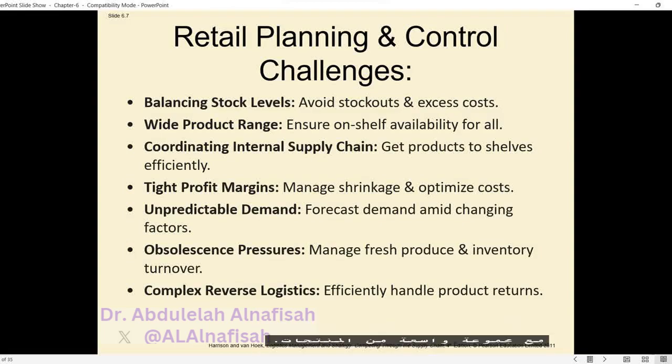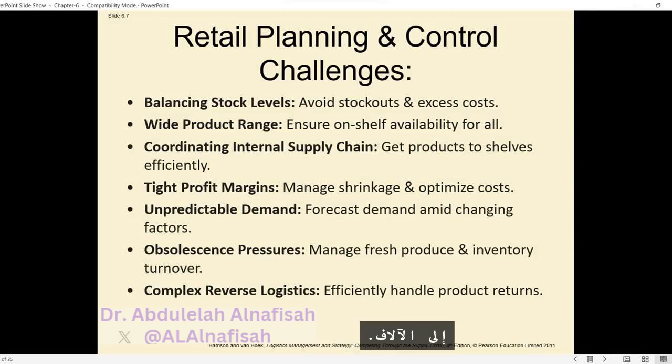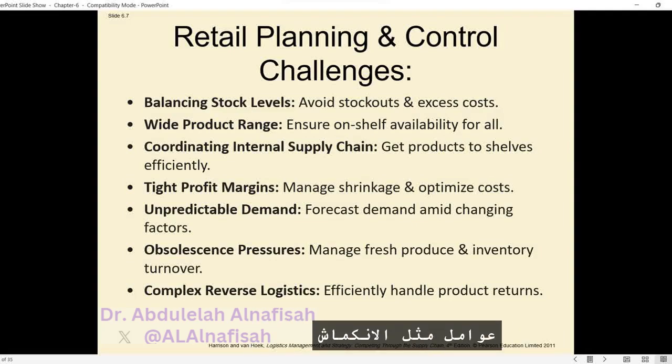Wide product range. Retailers often deal with a vast array of products, sometimes numbering in the thousands. Maintaining on-shelf availability for all products is vital to meet customer demands. Coordinating internal supply chain. Retailers must coordinate various stages of the internal supply chain, ensuring products are available on the shelves for customers. Effective coordination is essential for generating sales. Tight profit margins. Profit margins in retail, particularly in grocery retailing, are often narrow. Factors like shrinkage due to theft or process failures can erode these margins, necessitating careful management.